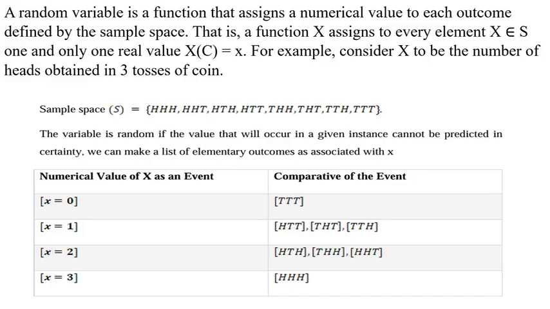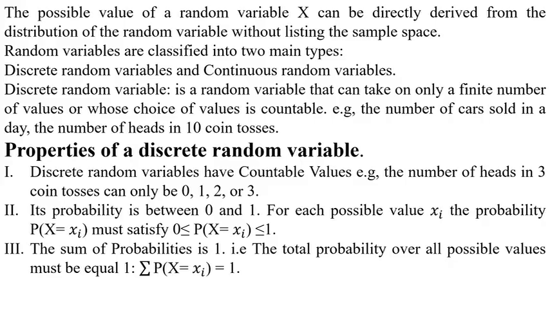When our x is 2, those are the events whereby we have just 2 heads, which are head, head, tail; head, tail, head; and tail, head, head. And the last one, after 3 tosses of the coins, we obtain 3 heads. That is 1, which is 1 over 8. So we have head, head, head.